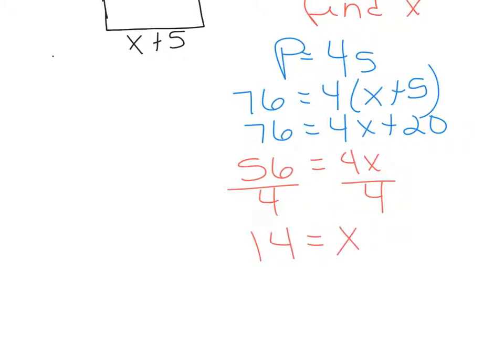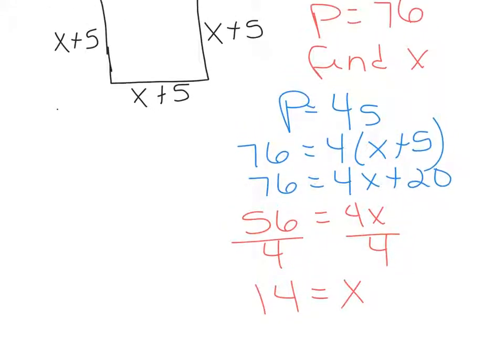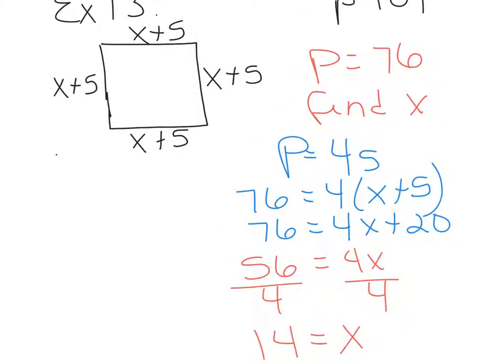So the side of this square here will be 14 plus 5, or 19. X equals 14.